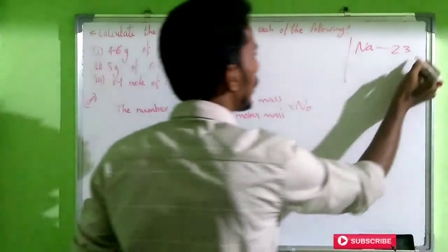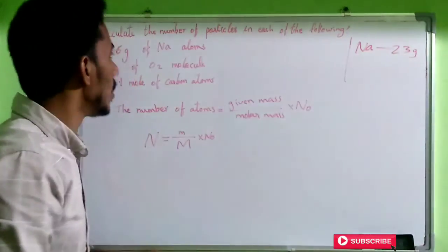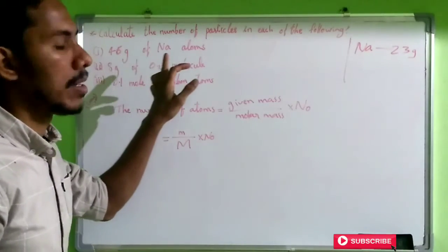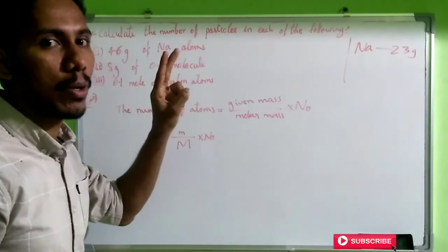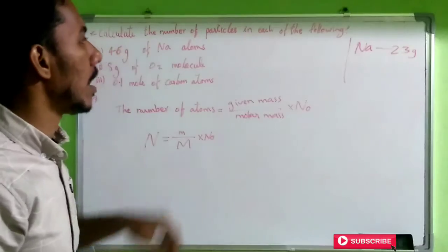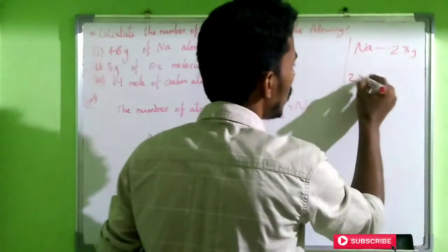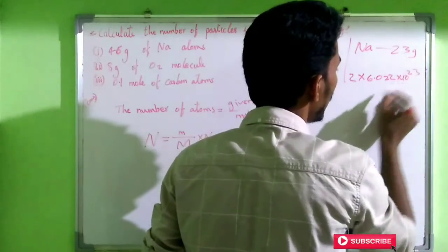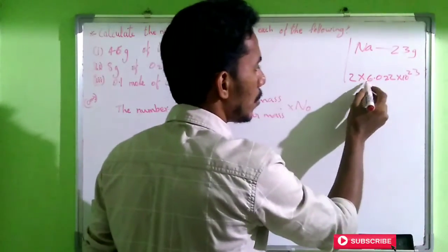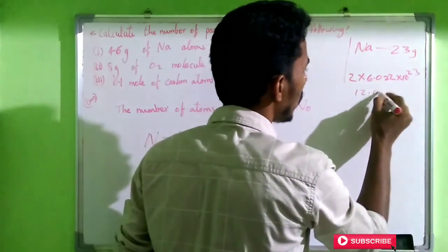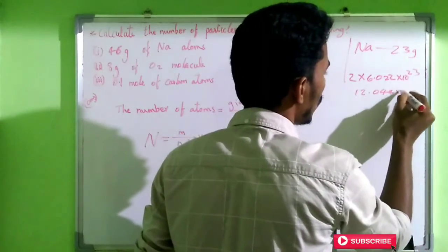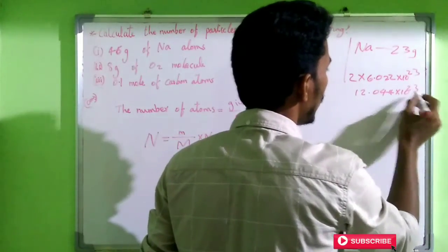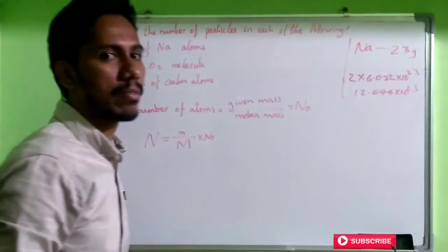23 gram. So in 46 gram, it includes 2 moles. 2 moles means 2 into 6.022 into 10 raised to 23 number of atoms. 2 into this means 12.044 into 10 raised to 23 is the answer.